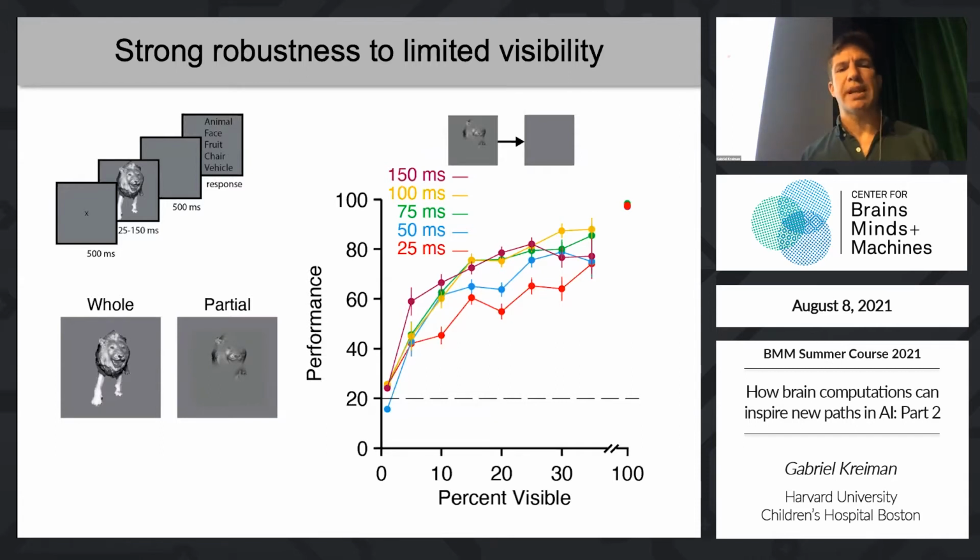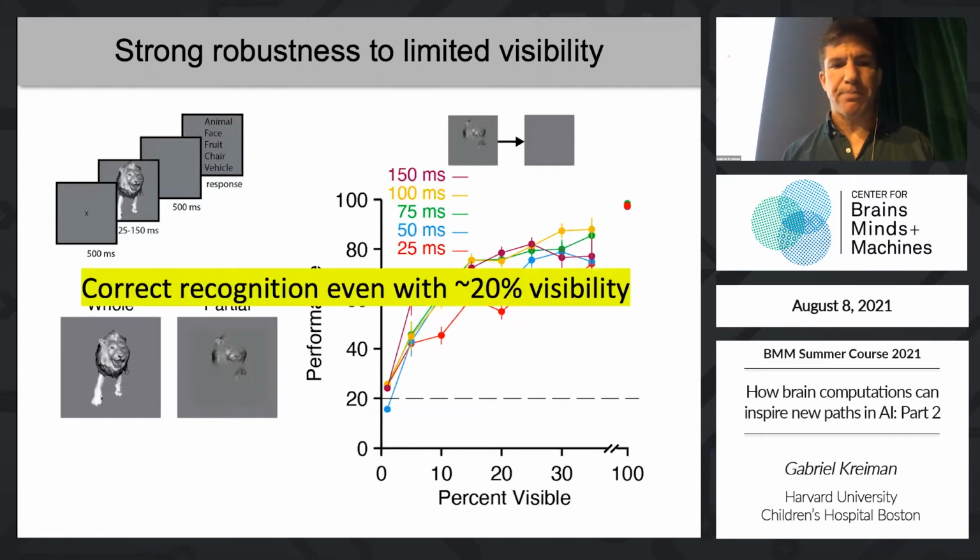If we ignore for a second the colors, which represent the amount of exposure time to each image, we see that, as you would expect, there's a decrease in performance. But even up to 10, 20% visibility, people are still doing way above chance. Maybe, depending on which curve we're focusing on, 60, 70, 80% performance, even though the majority of the objects are occluded. So there's a strong robustness in our perception to limited visibility.